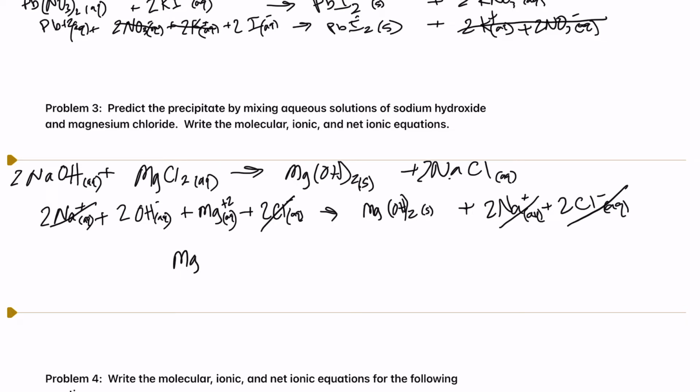Put our cation first here. We have our magnesium +2. It's aqueous. We have 2 hydroxides, -1. It's aqueous. They're combining and forming an insoluble magnesium hydroxide. And there's our net ionic equation.